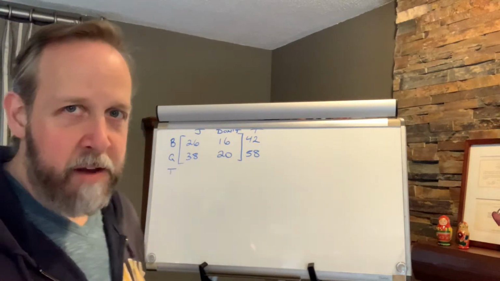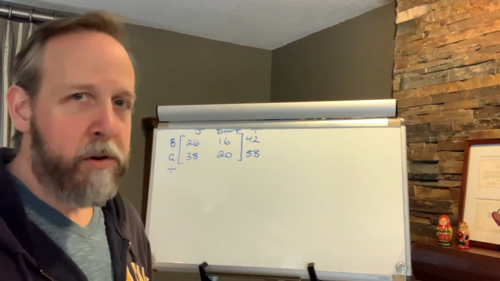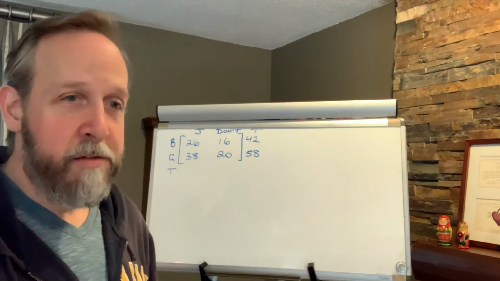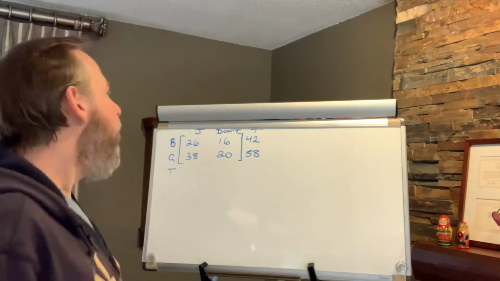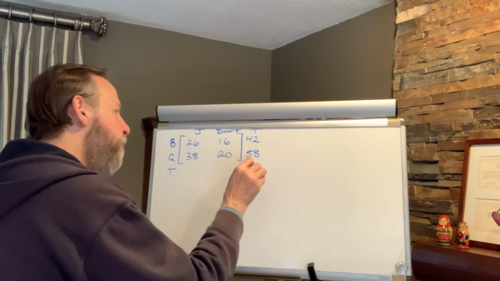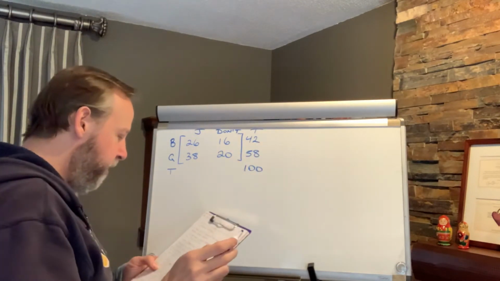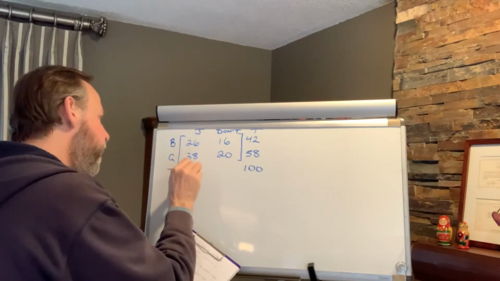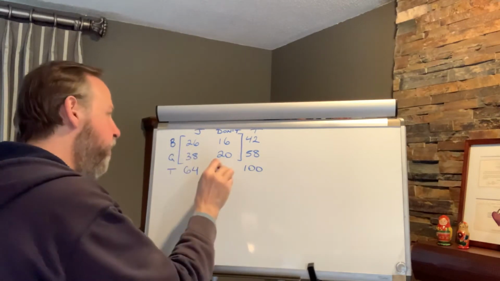They don't have to have the same number of boys and girls. It's not an issue of that being a problem. For the totals, I again said that there were 100 people, and of course 42 and 58 does add to 100. There's 64 people that liked jeans and 36 that don't.